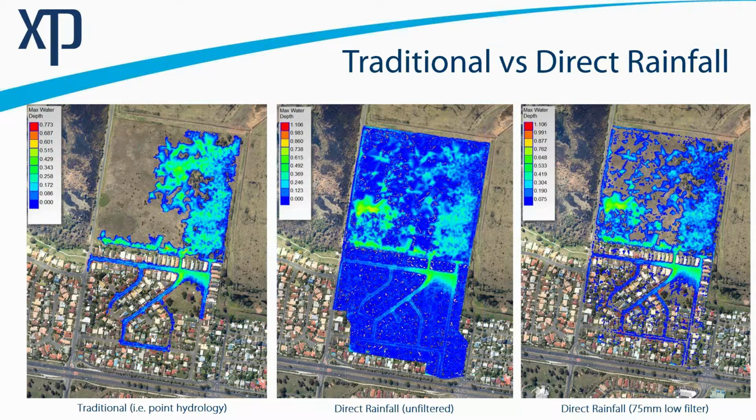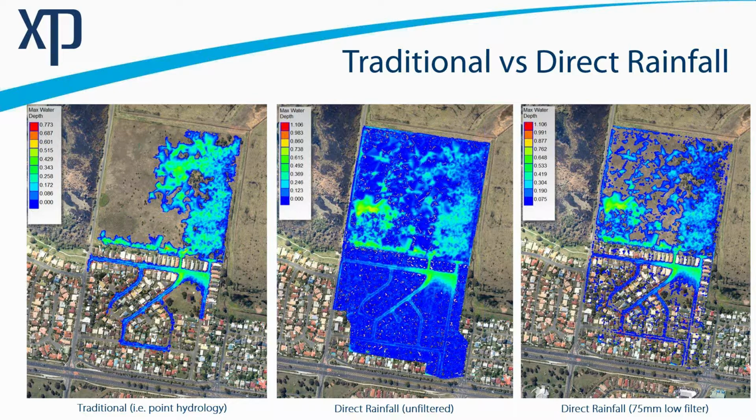So, traditional versus direct rainfall approaches. On the left of the screen there, you have the output from a model which Gavin will demonstrate shortly. It's been modeled using a traditional approach. So it's got some sub-catchments there that are feeding water into parts of the model, and it produces probably quite a nice result in certain parts of the model.